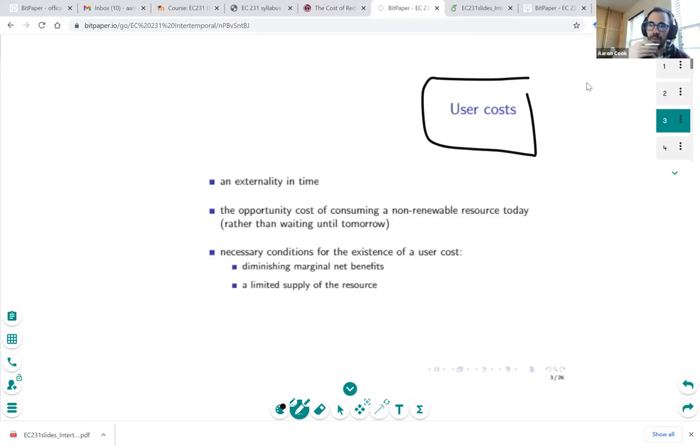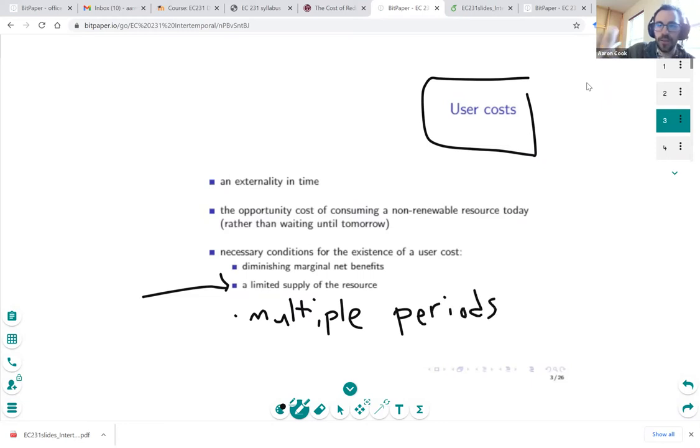But I think some examples are going to help to make that point a little bit clearer, because it's kind of a tricky concept. What you need in order for user costs to exist are two things, and these are really the only two things you need. You need some kind of diminishing marginal benefits within a given period. The second thing you need is something that's in limited supply, in fixed supply, that's exhaustible. I guess there's also one more thing you need, which is multiple periods. That's kind of implied by the fact that this is an intertemporal resource issue, but you also need multiple periods to have user costs in the first place.